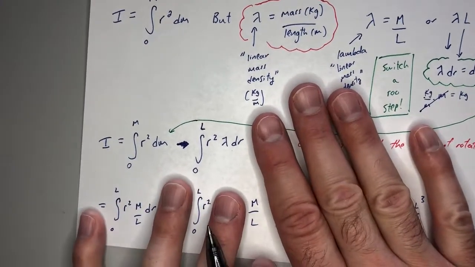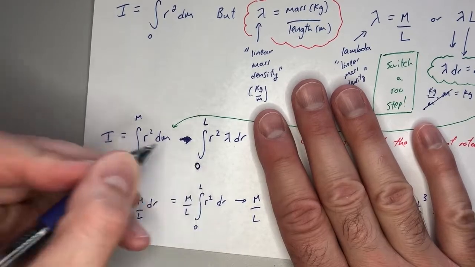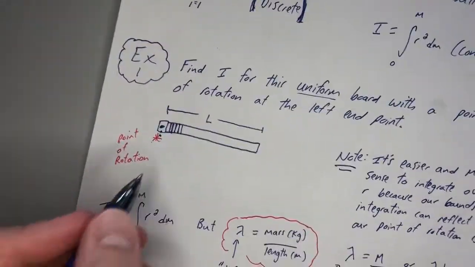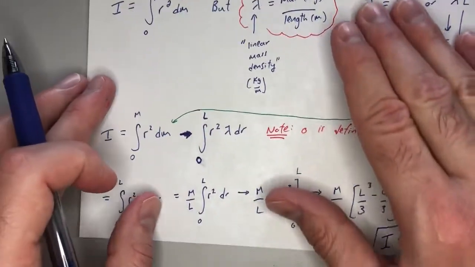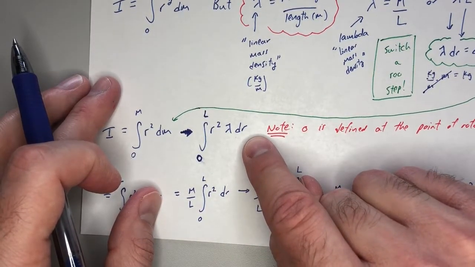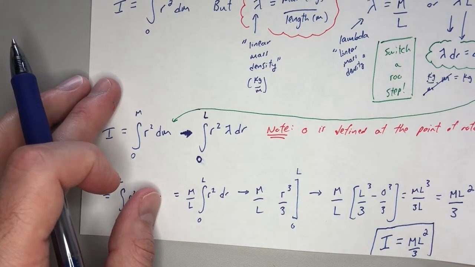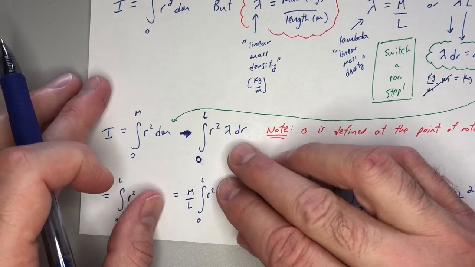And now, the cool thing about that is our 0 point, that's where our point of rotation is, to our L right there. So we're going to integrate from 0 to L. And that's a nice little integral right there from 0 to L of r squared times lambda times dr. Now, don't forget, in our situation right here, we said lambda is just a constant. It's just the M divided by the L, because we're saying, hey, you know what?